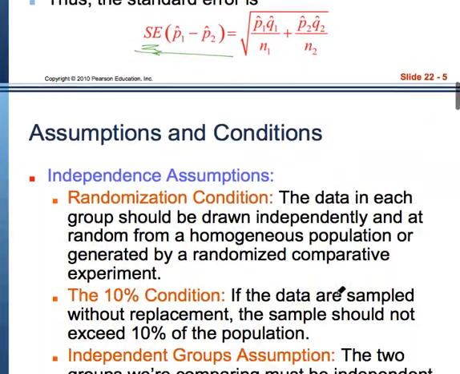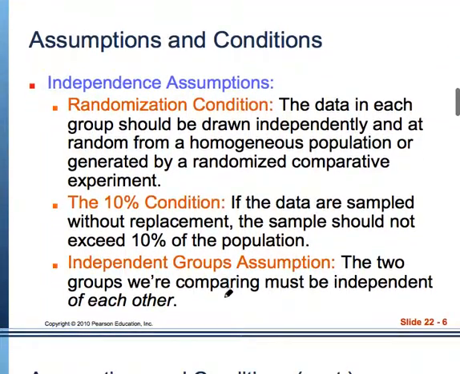Okay, we still have our assumptions and conditions. These do not go away. We need to make sure with the randomization condition that the people for the group were drawn independently and at random from a homogeneous population. So from one type of population. If we're looking at Americans, we can't have Americans and people from Europe together. We're only looking at people from America if that was the case. Also, those groups could be generated by a randomized comparative experiment. As long as we're randomizing it, that satisfies this condition.